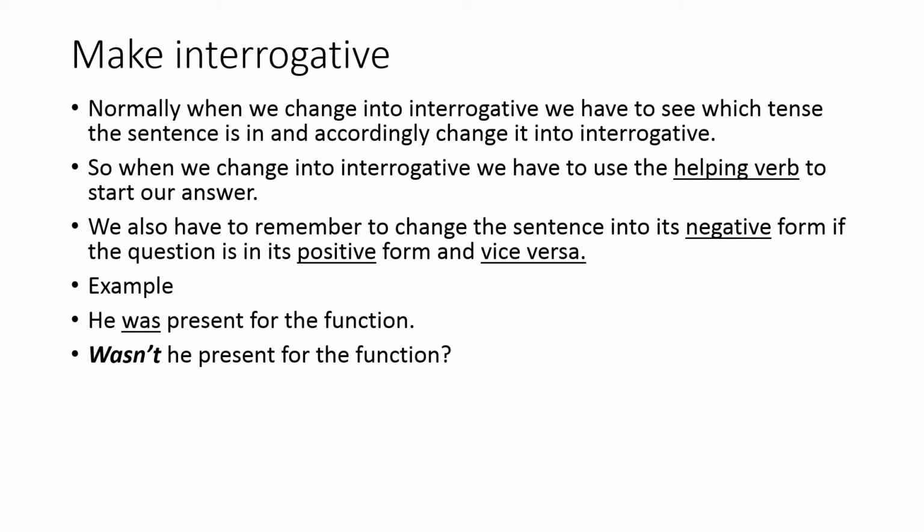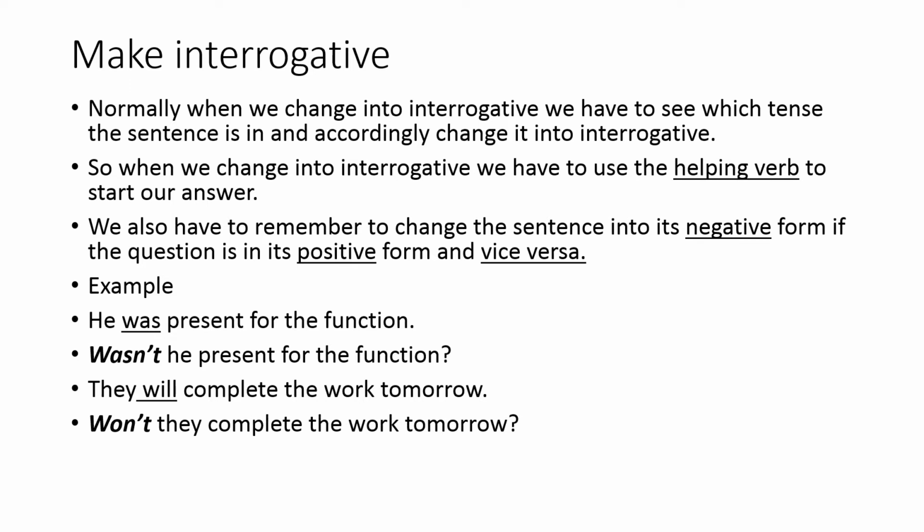Next example we see, they will complete the work tomorrow. Now here we have will in our sentence. So our answer starts with will. That is our helping verb. Now this will, when it changes into its negative form, is will not. But we give it a short form. Will not changes to won't, W-O-N apostrophe T, since we are giving it a negative answer. So will not becomes won't. And then you put the subject they. Then you finish the sentence as it is. Won't they complete the work tomorrow?